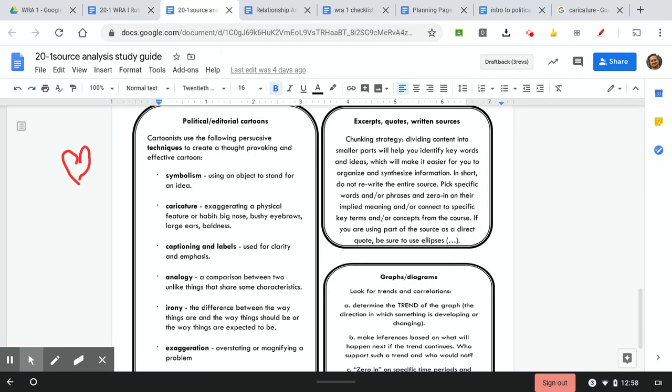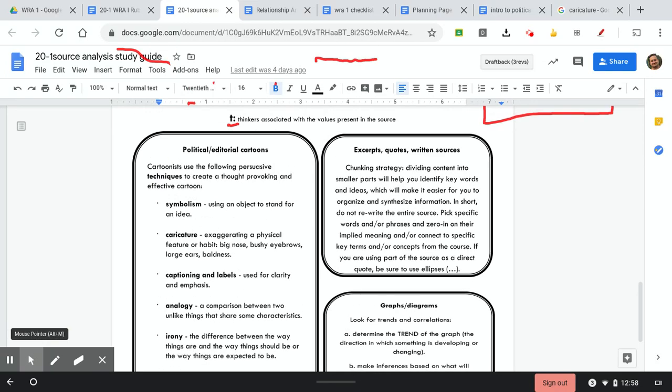Captioning and labels. This is extremely simple. It's used for clarity and emphasis. If you see words on a cartoon, that's for a very specific purpose. So they're telling you something you need to know. Analogy. Comparison between two unlike things that share some characteristics. So is the source using an analogy to get their point across?